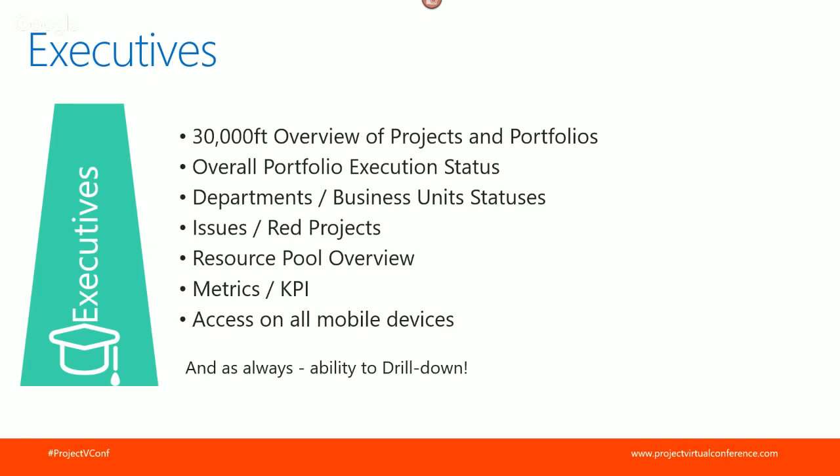And they all have slightly different needs for the reporting. So executives really want to have the very high-level view of what's going on in the organization, and they would like to see information overall for the organization, maybe divided by departments. They want to focus on things that are going wrong and see some metrics and KPIs. If they need, all the executives want to have the ability to drill down.